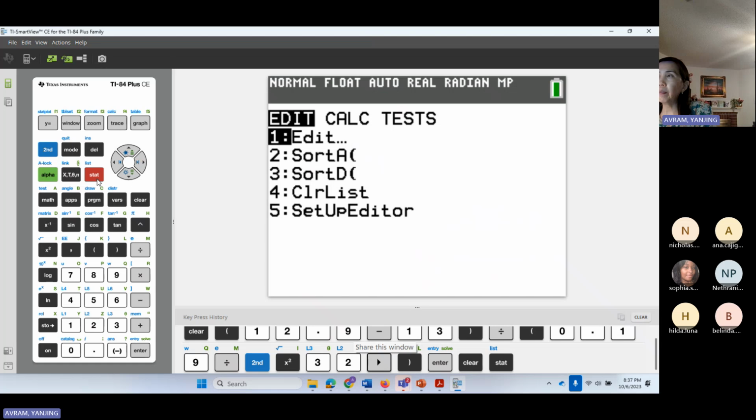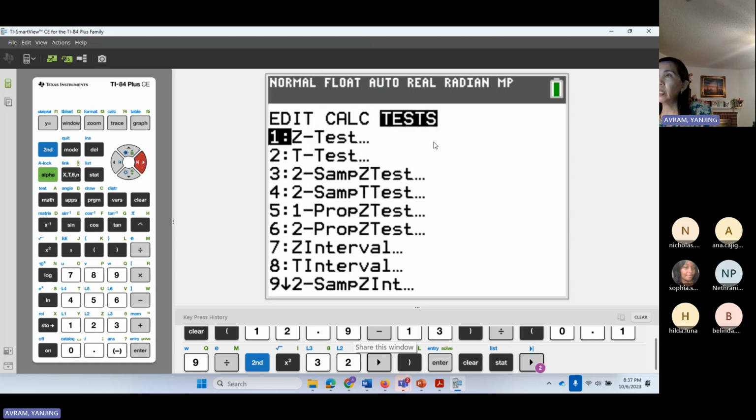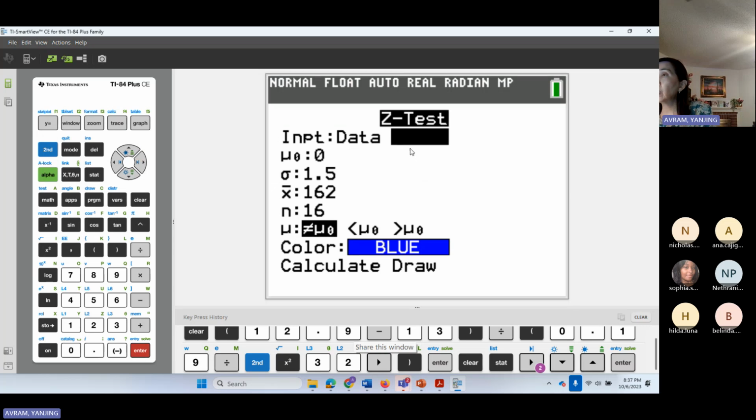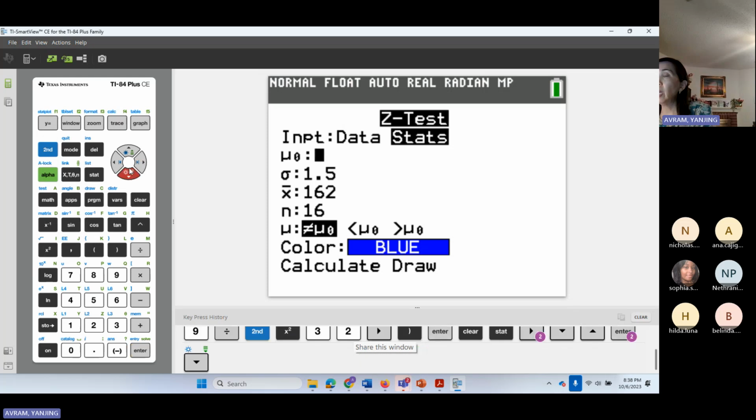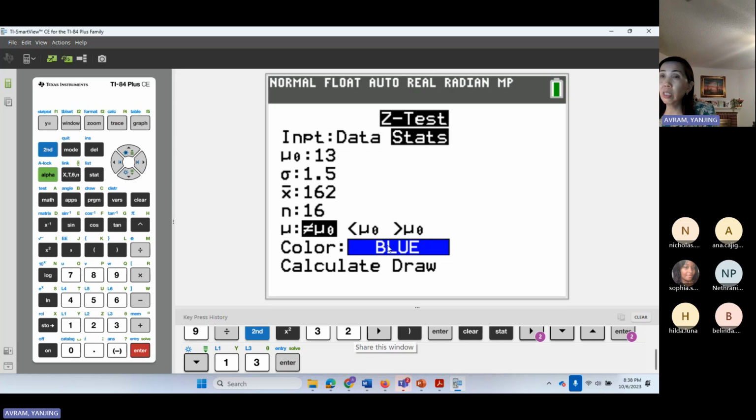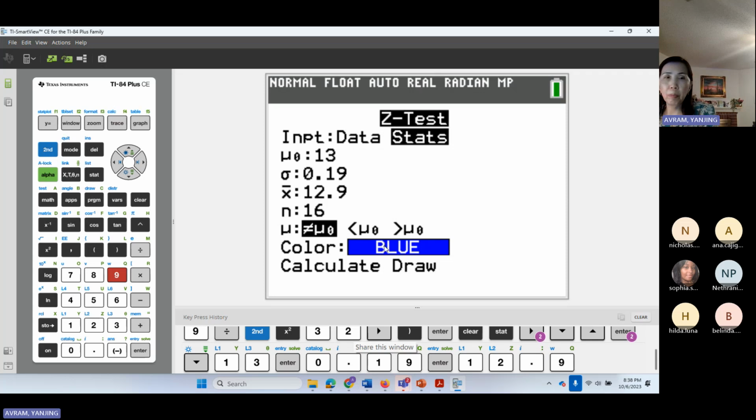You go to the test. This time we're going to use the hypothesis test. We already identified we're going to use the z-test, so the first one highlighted is the z-test. We hit enter. We already know the sample statistics, so we use Stats. Hit enter again, and input the values. Let me go back and take a look. Okay, mu here is 13, sigma is 0.19, x bar is 12.9, and n is 32.